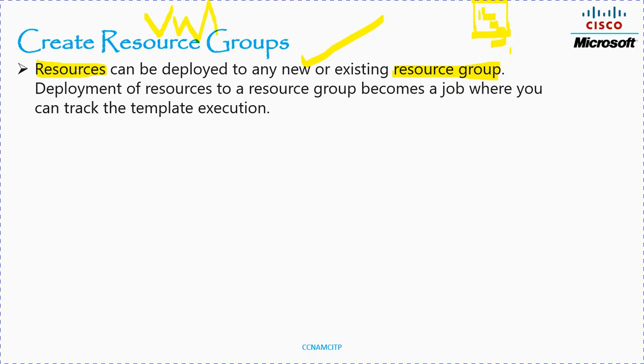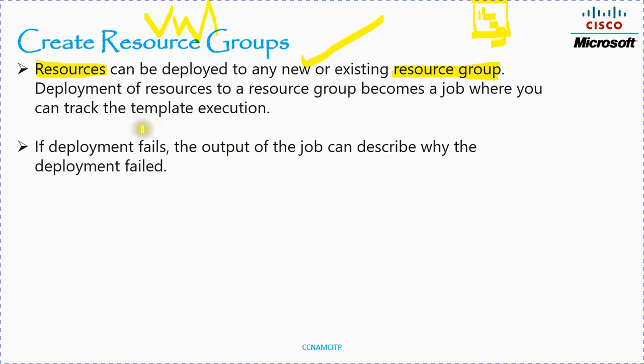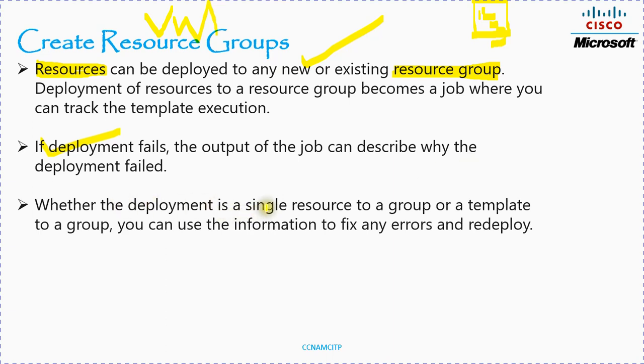Very simple. Deployment of resources to a resource group becomes a job where you can track the template execution. Basically it is a job, so we can say whether it is created or not. Apart from this, if that deployment failed, the output of the job can describe why the deployment failed, what is the reason behind it. Whether the deployment is a single resource to a group or a template to a group, you can use the information to fix any error and redeploy it. So these are the advantages of using resource groups.